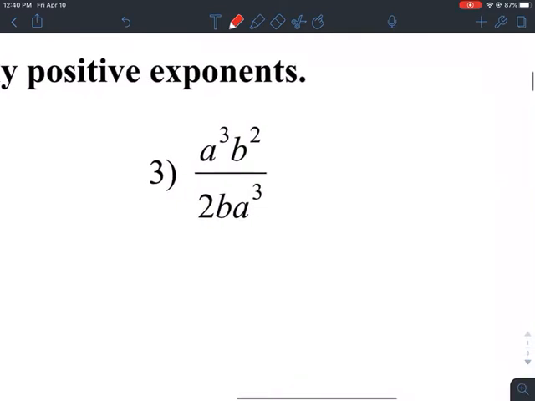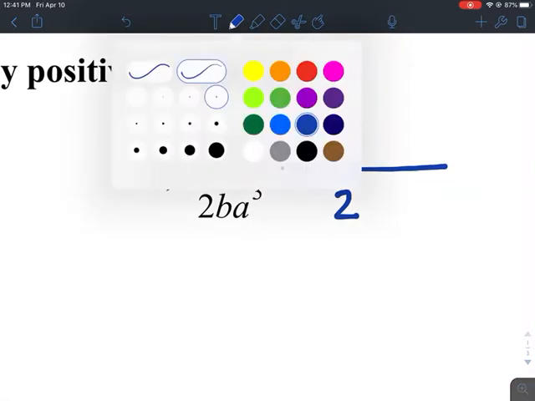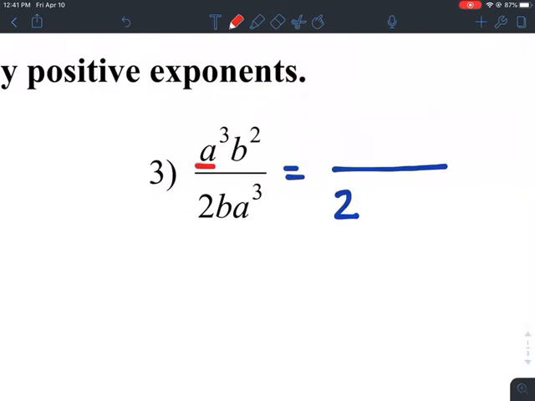So another example, there's a coefficient on the bottom here. So that 2 doesn't divide with anything because it's the only one, so it'll stay there. Then with my a's, if you'll notice, there's 3 of both. So there's not more on the top or bottom. Those are going to cancel out with each other. 3 minus 3 is 0. And anything to the 0 power is 1. It just kind of disappears. So if that ever happens, that base, that variable is just gone.